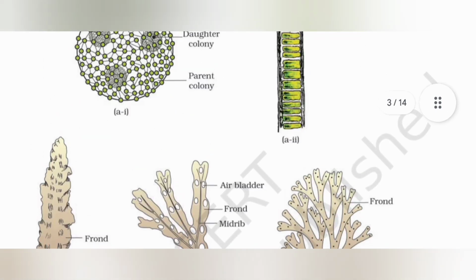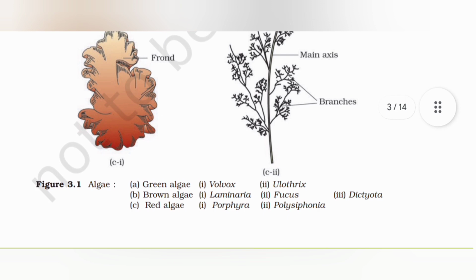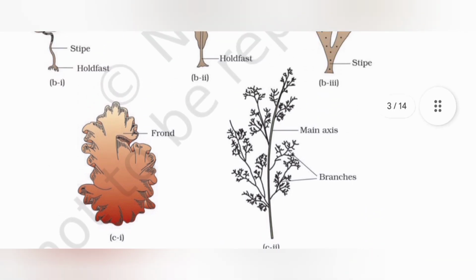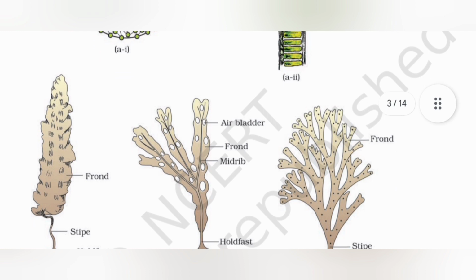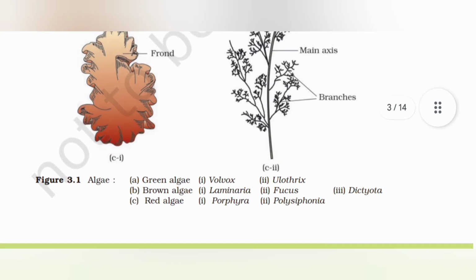A. Green algae: Volvox, Ulothrix. B. Brown algae: Laminaria, Fucus, Dictyota. C. Red algae: Porphyra, Polysiphonia.